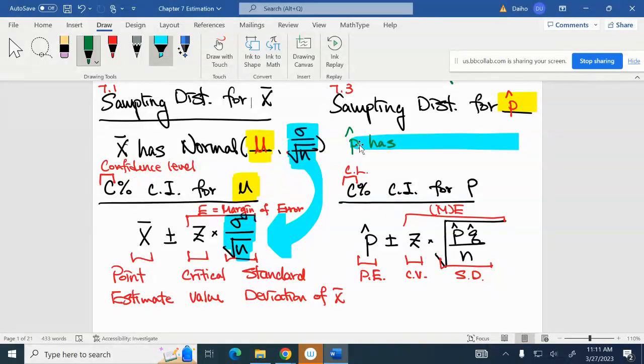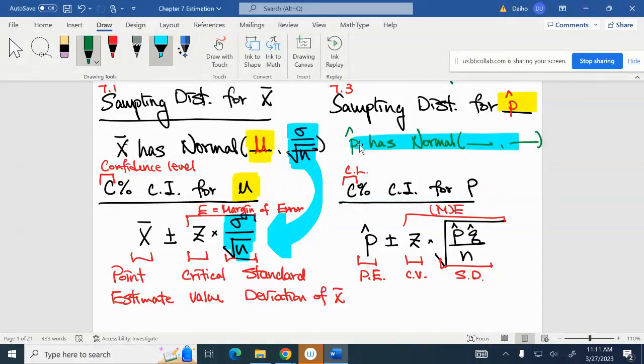What do you expect? What kind of distribution? The Z, normal, yeah? The standard normal distribution, yes. And it always has two parts, right? Okay. What do you expect first?